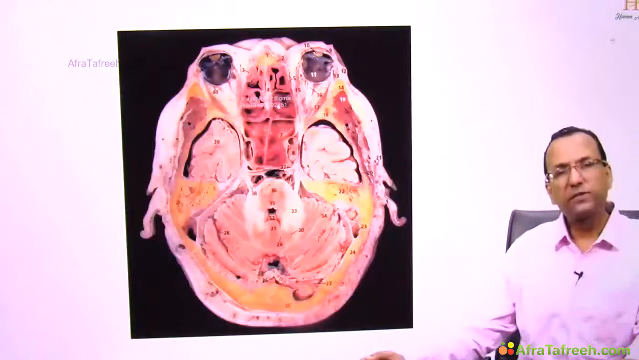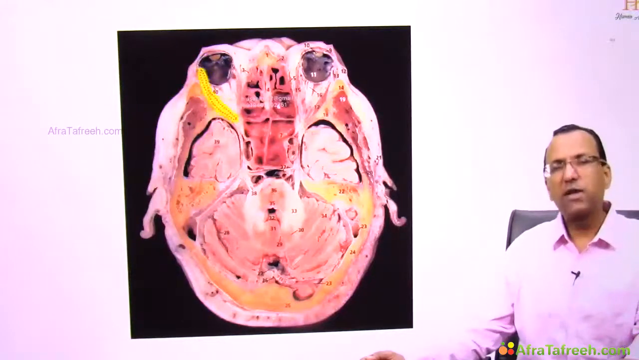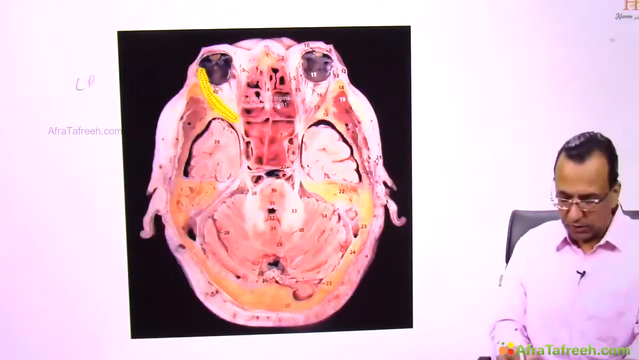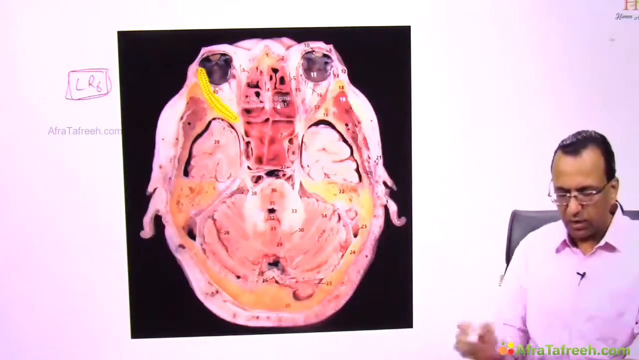This is the muscle which we have drawn. Which one? Lateral rectus, LR6. Okay, I remember, you were talking about the common tendinous ring of Zinn here. Yes, common tendinous ring of Zinn, and the muscle inserting into the sclera of the eyeball.